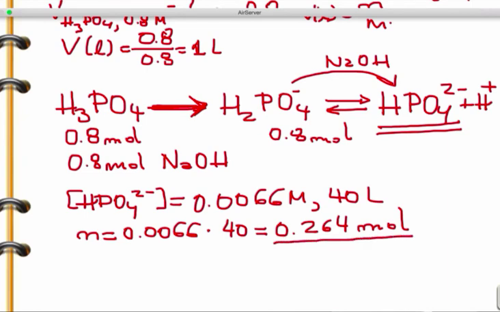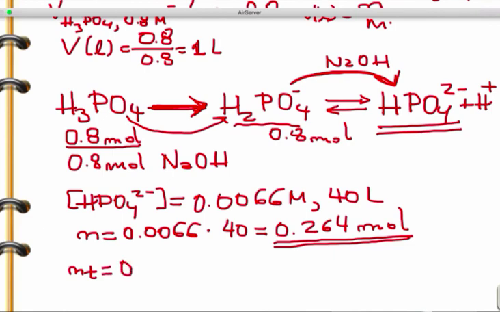Similar to the exercise in A, the total number of moles that we need is 0.8 plus 0.264, one amount for the first step and another for the second step of the reaction. That is 0.8 plus 0.264, which gives a total of 1.064 moles of sodium hydroxide.